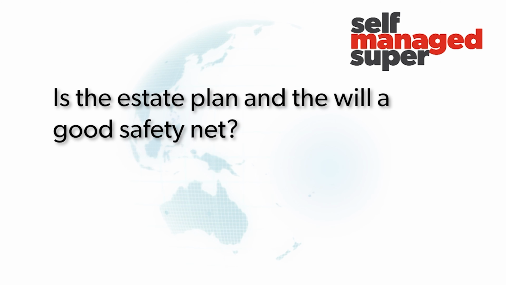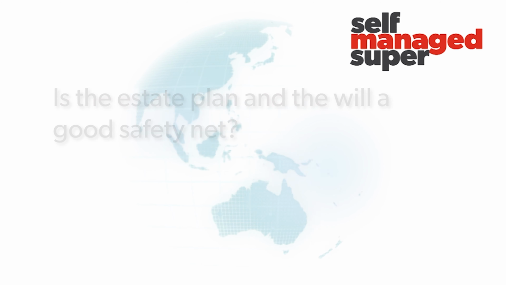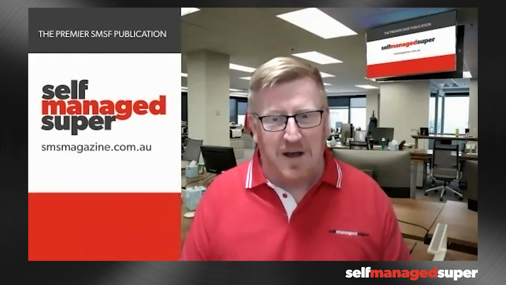Is the estate plan and the will a good safety net, or is that just opening up another can of worms that should be avoided? No, I think it depends on every person's personal circumstances. So if I've got a death benefit dependent, one of the great things about being able to pay the benefit directly from the super fund is that I'm likely to be able to do it much more quickly than I can to get it into the estate and then back out of the estate.